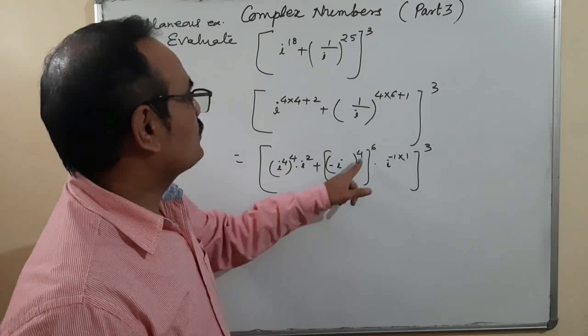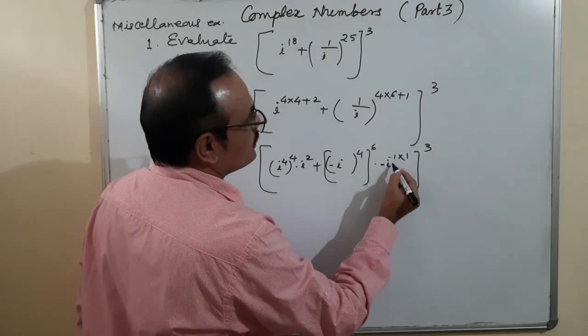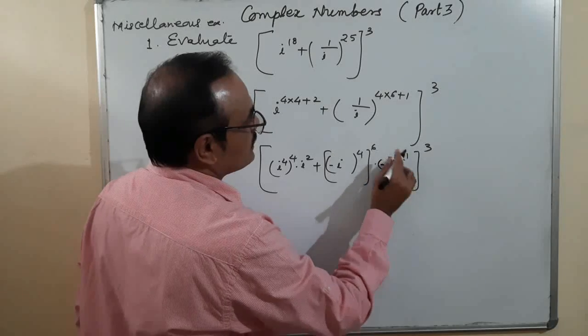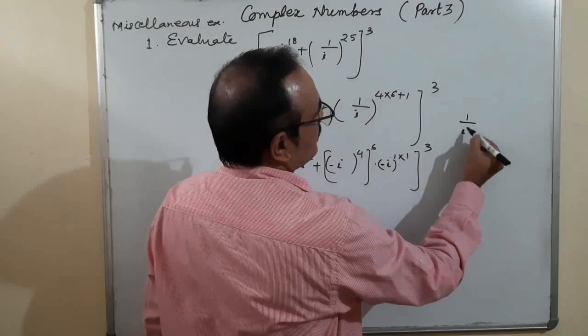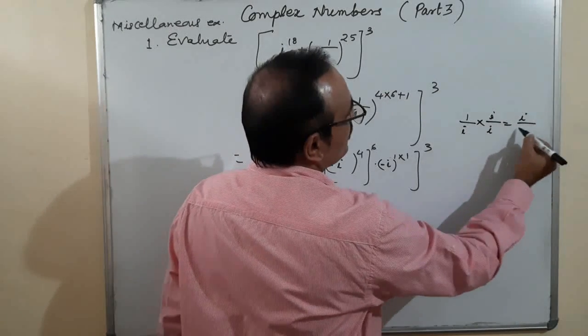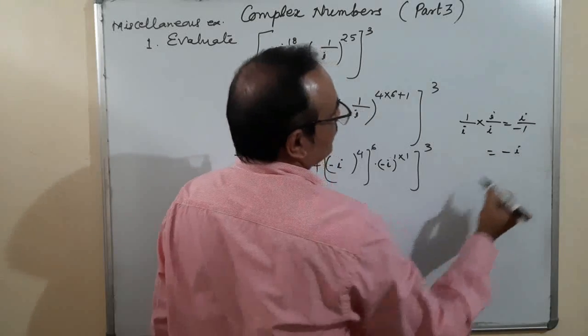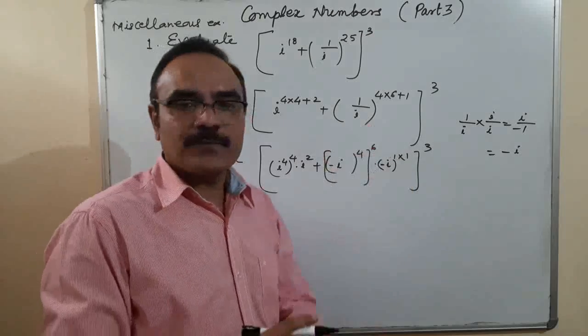So minus i, i to the power 4 to the power 6, and this is also minus i to the power 1. Is it clear? See, 1 upon i multiplied and divided by i. What happened? i upon i square means minus 1, so minus i. So in place of 1 upon i I have put minus i. Is that okay?